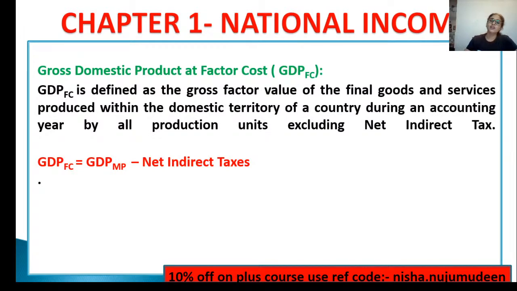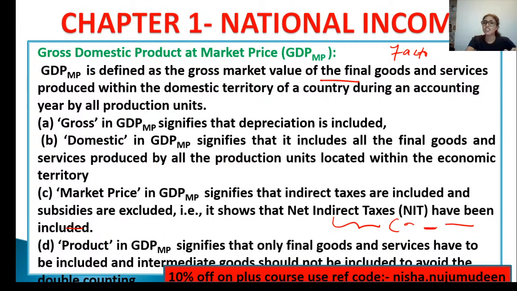GDP at factor cost is what? GDP at market price minus net indirect taxes. They do not take into consideration your net indirect taxes, that is indirect tax minus subsidies. That is the whole point. They exclude that. Once you exclude that, it becomes your GDP at factor cost. Once you include that, it becomes the GDP at market price.